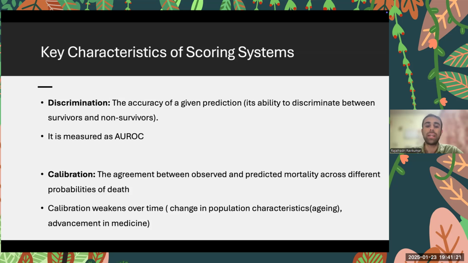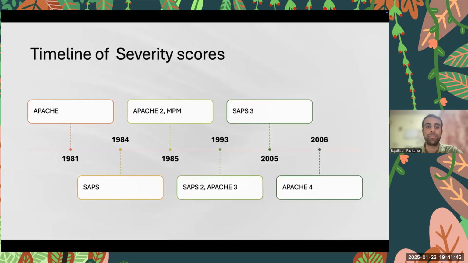So calibration weakens over time for different characteristics. Suppose in the pre-proning era in ARDS, the mortality may be higher. But for the same set of variables, if you calculate mortality now, post-proning, the mortality will come down. The mortality has come down because of change in population, advancement in medicine, and all those things. So we have to recalibrate the scores over time to have the same prediction accuracy level, same discrimination.